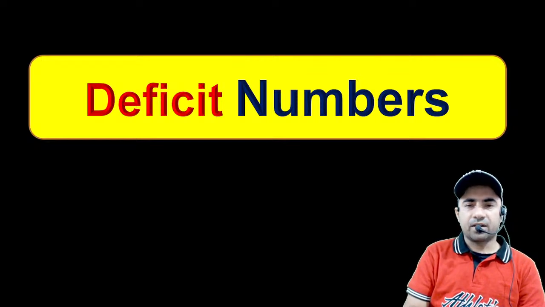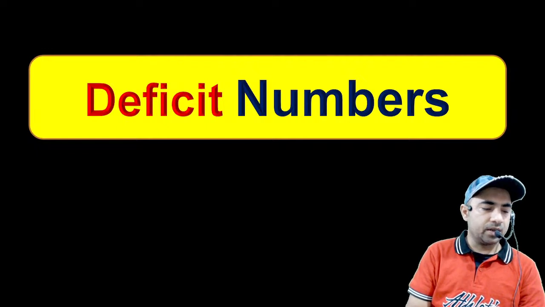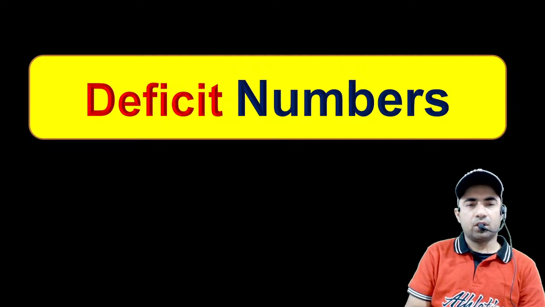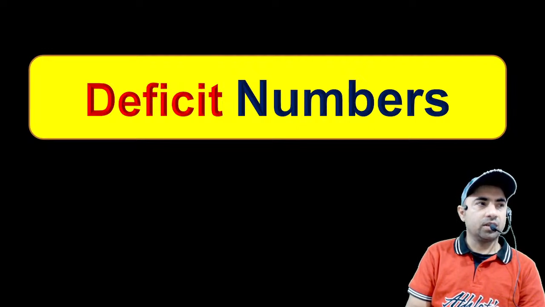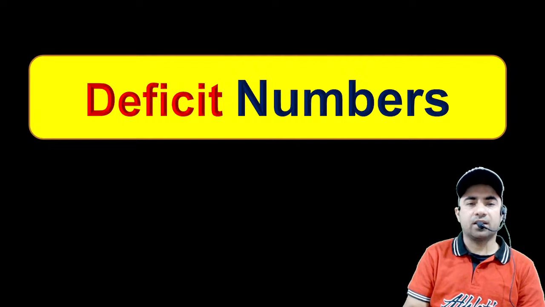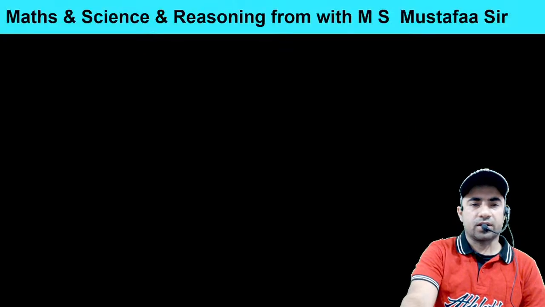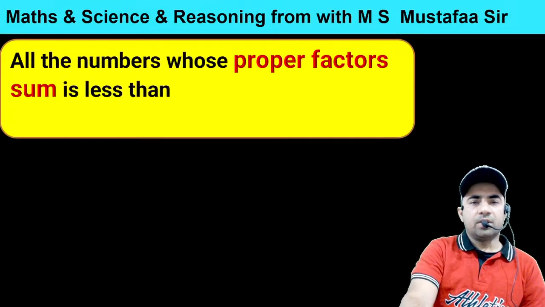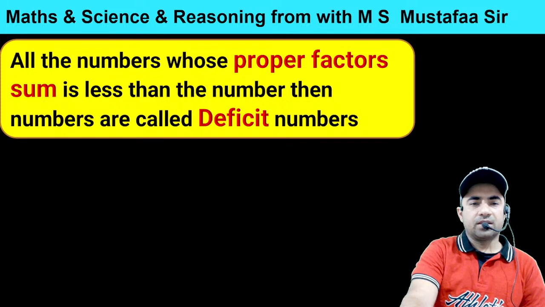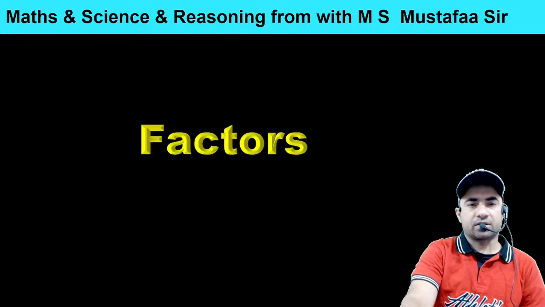What was the perfect number? Any number whose proper factor sum is equal to the number itself is called a perfect number. When the sum of all proper factors is greater than the number, it is called an abundant number. When a number's proper factor sum is less than the number, it is called a deficit number, or toti sankhya in Hindi. All numbers whose proper factor sum is less than the number are called deficit numbers.